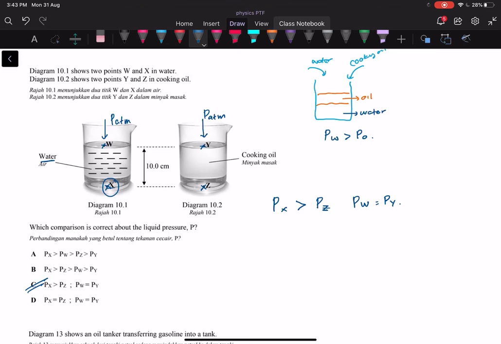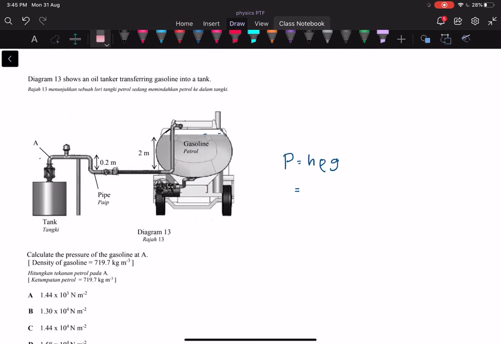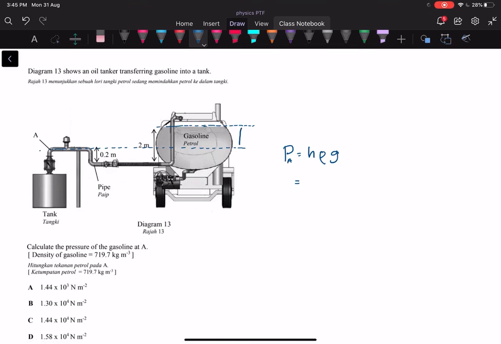Okay, next question. Tekanan pada titik A. Untuk mencari tekanan pada titik A, kita extend the A point here in a horizontal line. Remember, depth is always from the surface of the liquid to the point that we measure. So, this is the depth that you are looking, from the surface to the point A. Yang ni 0.2, keseluruhan diberikan 2 meter, maka 2 tolak dengan 0.2, kedalaman liquid dia adalah cuma 1.8.